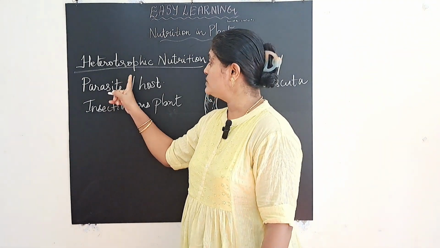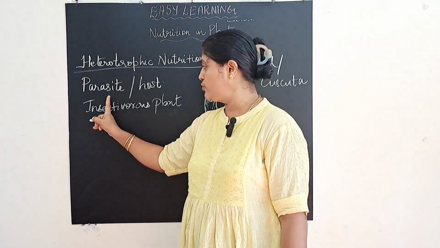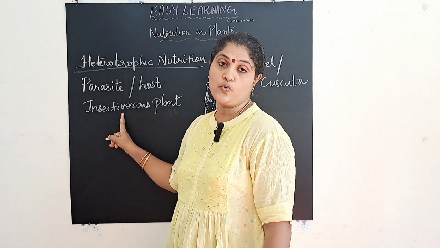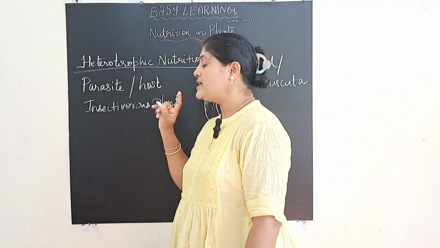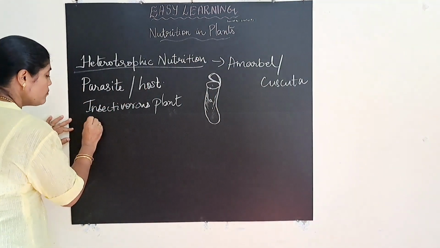So, I have explained under heterotrophic mode of nutrition, one is the parasitic mode of nutrition, and the other, another type of plant which consumes insects, is known as insectivorous plants. Another type of mode of nutrition is the saprotrophic mode of nutrition.